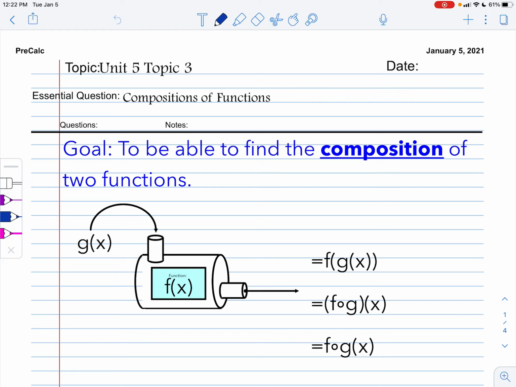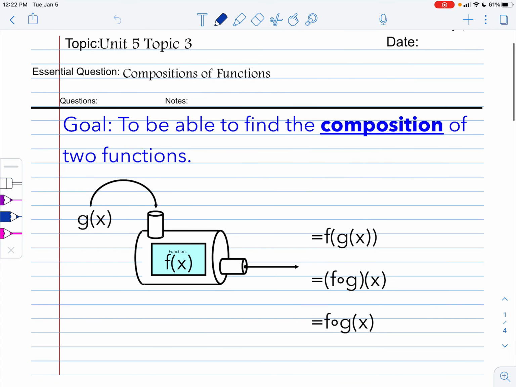And composition of two functions is when you take one function, we got our little function machine, and instead of putting in a number or an expression, we're going to put in a different function. Okay, so we're going to insert one function into another function, and then we're going to get something out. And so there's really 3 different ways to show this in math notation.